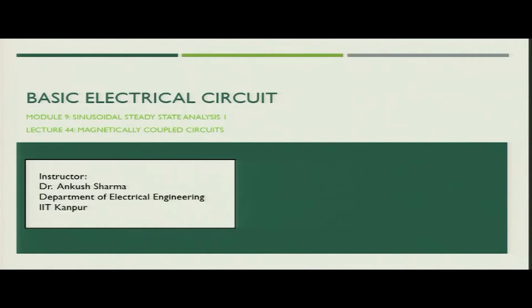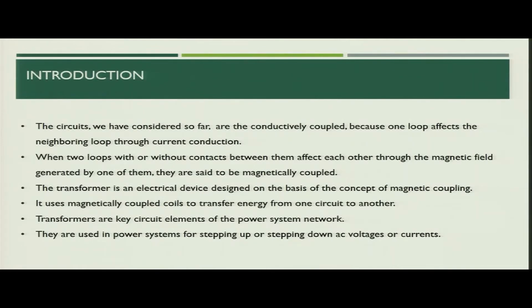Namaskar. So, in today's session we will discuss the magnetically coupled circuit. So, let us start our discussion about the topic. Basically, the circuits which we have discussed till now were conductively coupled. That means that because of one loop the neighborhood loop was getting affected through current conduction. That means both of the loops were joined together and current was flowing from one loop to the other.